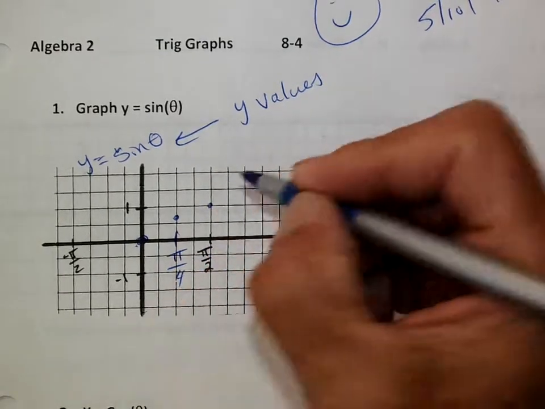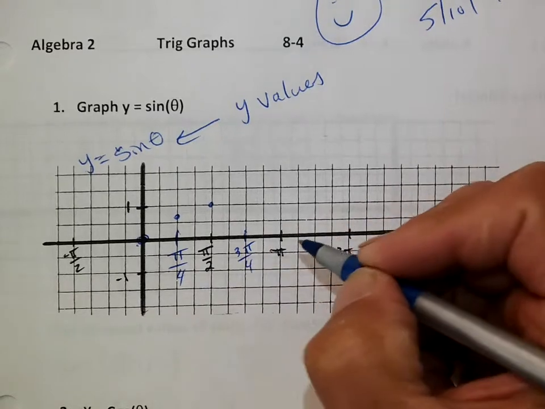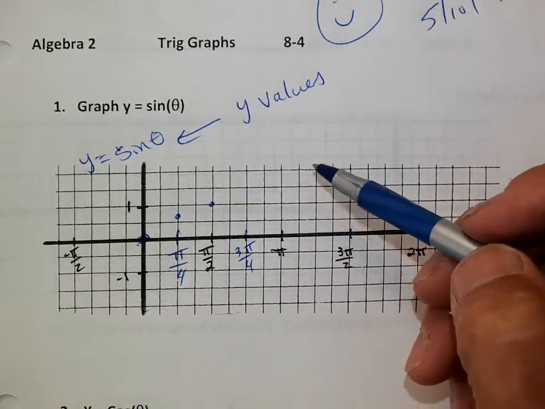So at pi over 2, right? What's the corresponding y value? 1, right? See how this is working? So you get a value of 1. Okay. At 3 pi over 4, right? What's the corresponding y value? Did you guys see it?